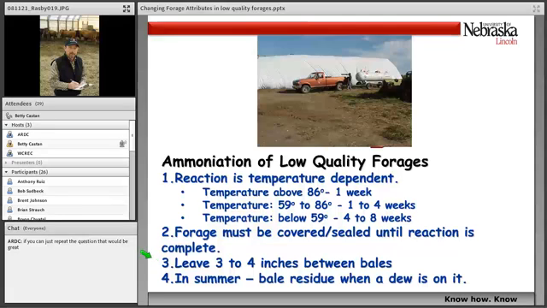In the summer, as you think about what's important for ammoniation, you don't want the bales really wet, but you want some moisture on those bales because that's part of the reaction, as I showed you in that previous slide. Reaction time is temperature dependent, and you must keep the bales sealed. The amount of time needed is temperature dependent. Keep them covered, and leave a little bit of space between those bales so that the anhydrous can get around all the bales and start the process. And again, the idea would be to bale that residue with a little bit of dew on it as well.